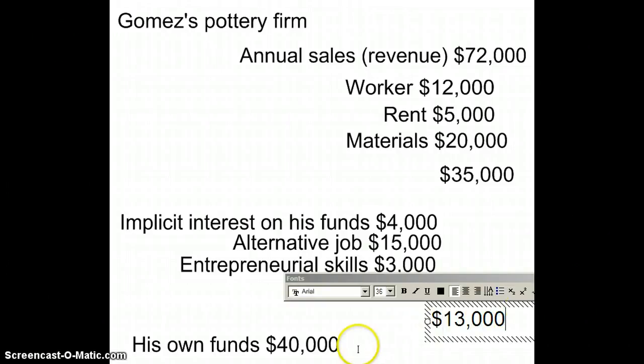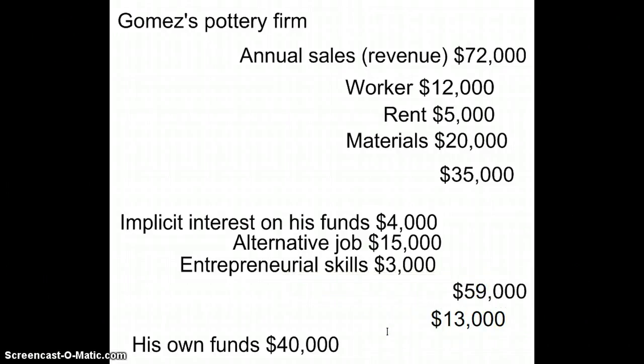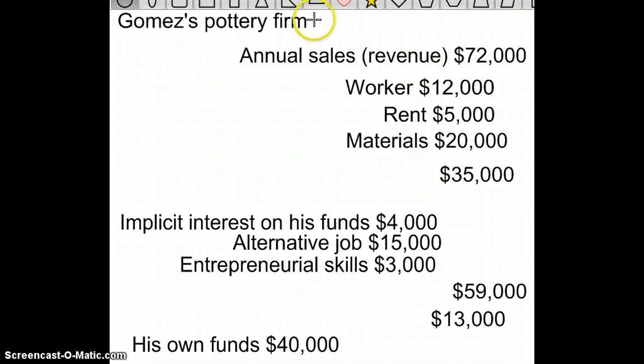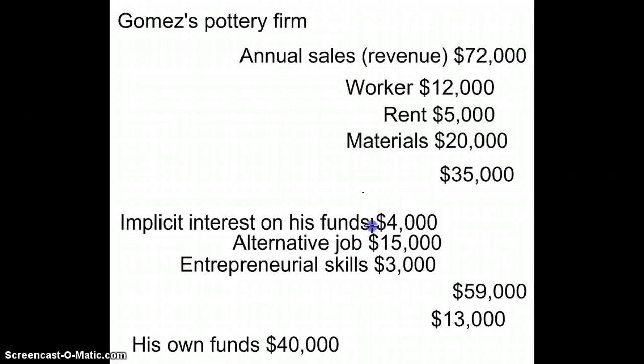Finally, what is his normal profit? His normal profit is the total of his implicit costs, or what he could have expected to make elsewhere. So if we want to figure out his normal profits, we're just going to total up these three numbers, $4,000, $15,000, and $3,000, for a grand total of $22,000 in normal profits. His accounting profits are $35,000. His economic profits are $13,000, and his normal profits are $22,000.